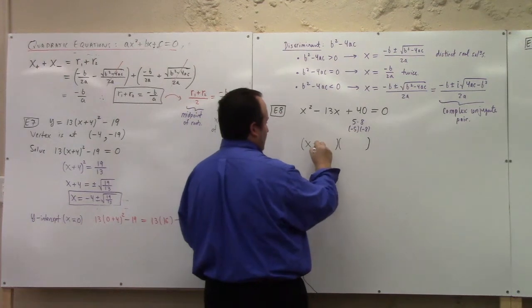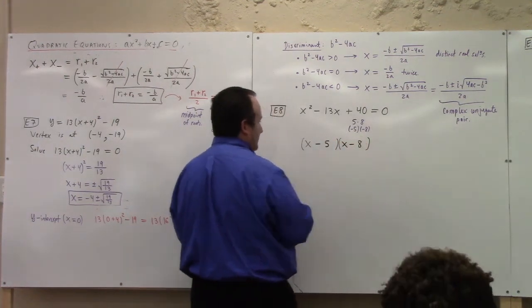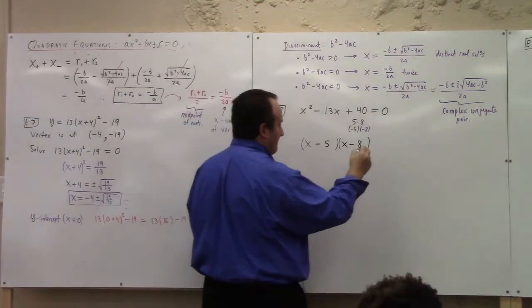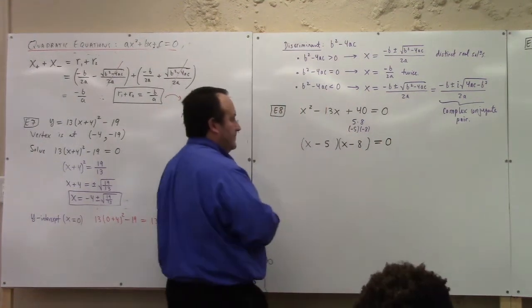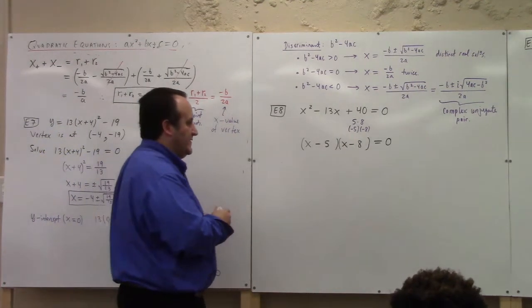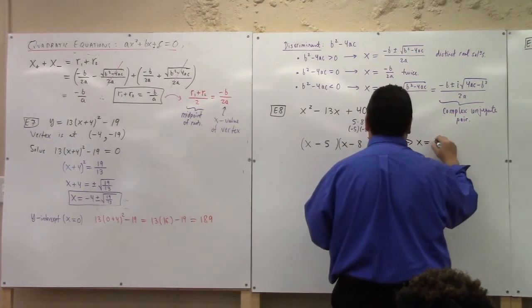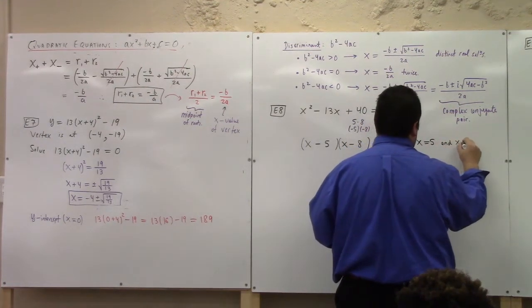I do x minus 5, let's say, and x minus 8 equal to 0. So the solutions to this polynomial equation are what? x equals 5 and x equals 8.